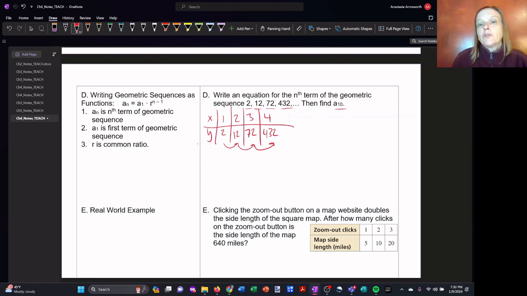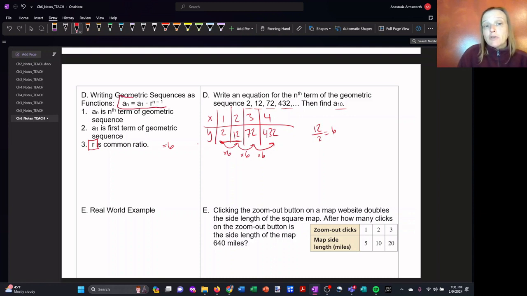So we are going to use that procedure where I look at a pair of values and I take the second term and I divide it by the first term. So 12 divided by 2 is 6. So I seem to be multiplying by a factor of 6 here. Let me just check to make sure that works out consistently. 12 times 6 is 72, and 72 times 6 is 432. So that checks out. My common ratio is 6. So that's going to be my r value here. My r in this equation is going to be 6.